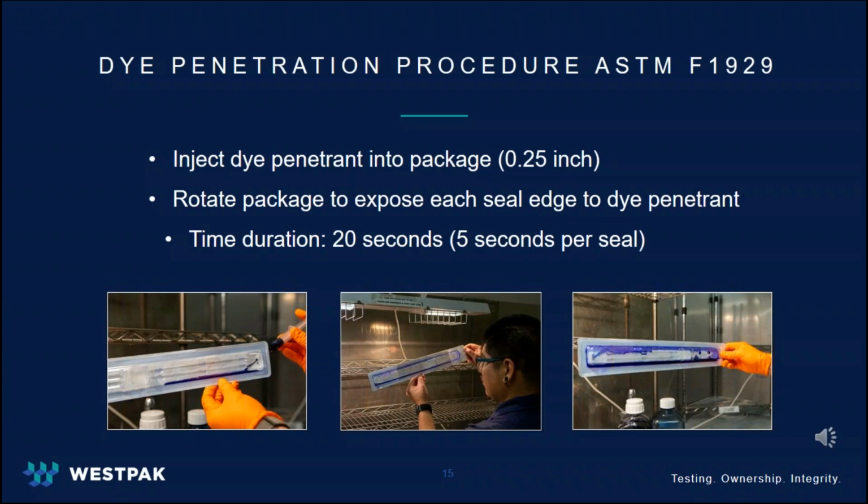Here I will describe the dye penetration procedure for the ASTM F1929 standard for porous packaging. The dye penetrant is injected into the package with a minimum of 1/4 inch on the seal. The package is then rotated to expose each seal edge to the dye penetrant with a total duration of 20 seconds, or 5 seconds per seal.